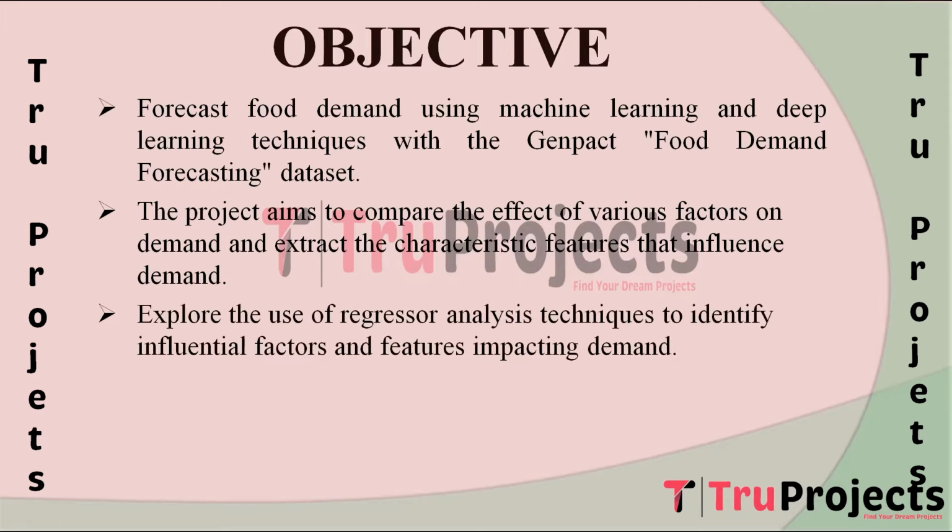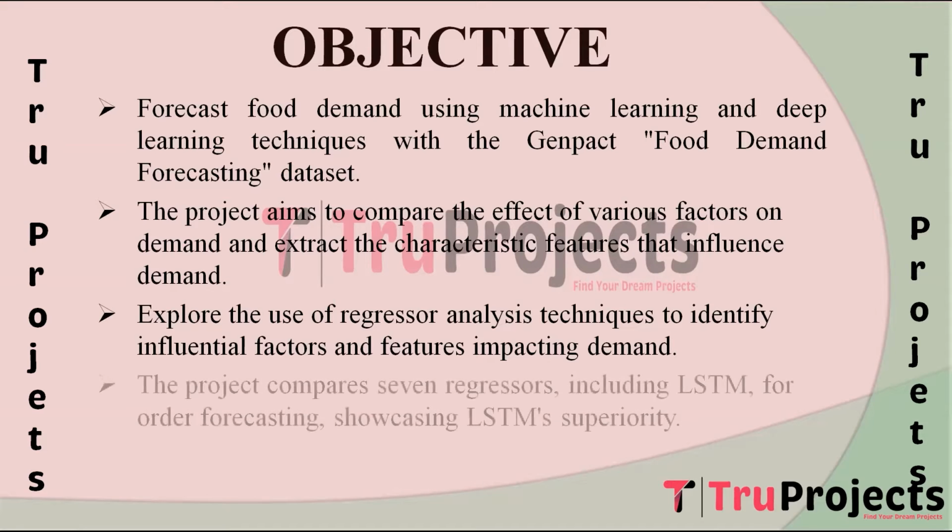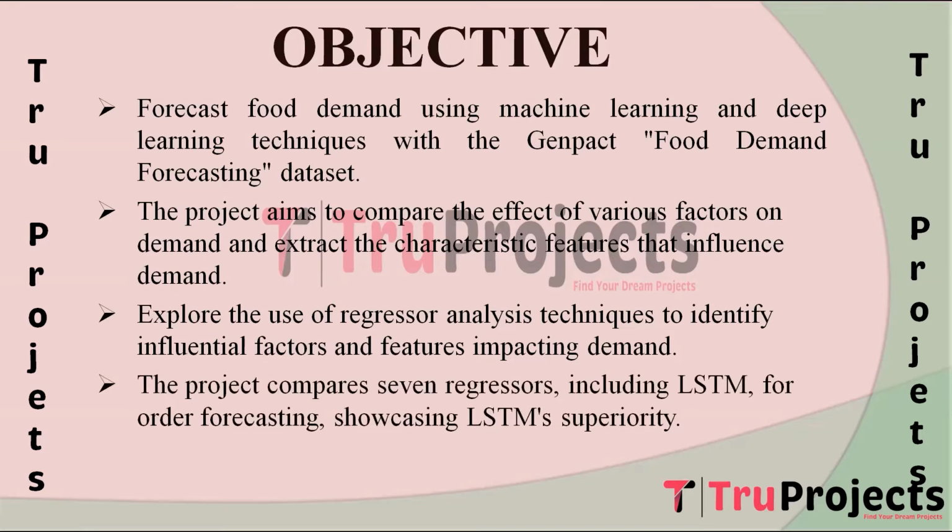In this project, the focus is on using regressor analysis techniques to delve into the data and identify the factors and features that play a crucial role in affecting food demand. Regressor analysis helps establish relationships between predictors, features, and target variables (demand) and quantifies these relationships. The project involves comparing 7 different regression models, with one of them being LSTM, long short-term memory, which is a deep learning technique commonly used for sequential data. The project's findings demonstrate that LSTM outperforms the other regressors for ordering forecasting, indicating its effectiveness for the specific task.